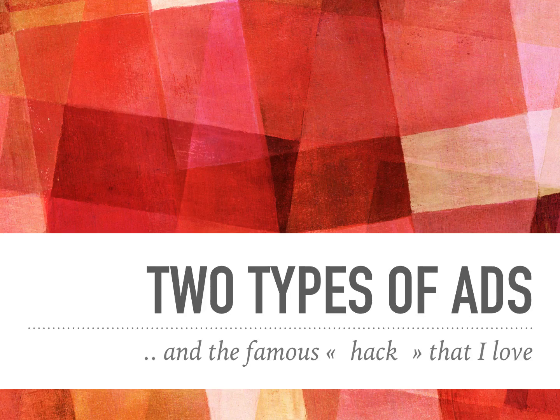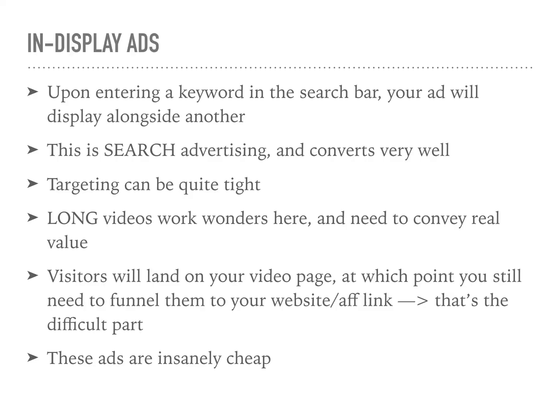Okay, so two types of ads. First one are in-display ads. So those are the ads, and I'm going to show an example for each and create an ad for each type of ad. But when you enter a keyword in the search bar, your ad will display alongside another. That's because two ads show up before the actual search results, which I think on AdWords it's three at most. I don't know, doesn't matter.